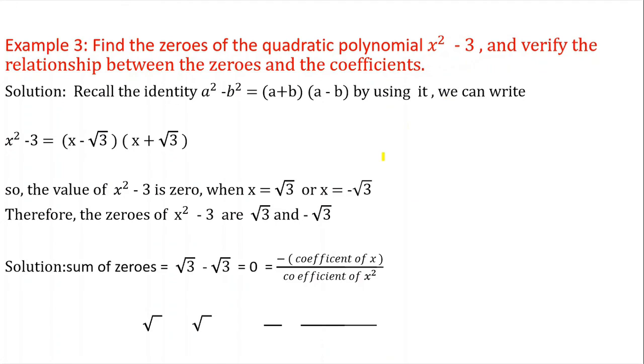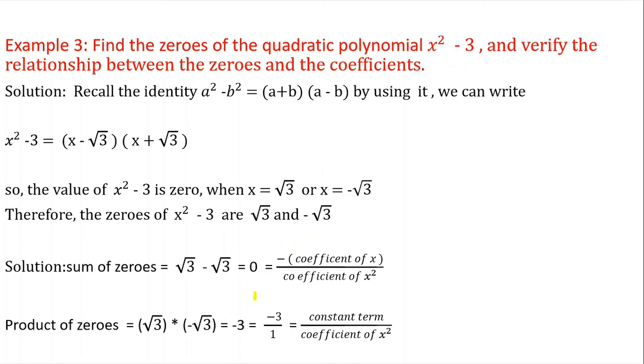So the sum of its roots is equal to minus b by a, which is equal to 0, and the product of its roots is plus root 3 into minus root 3, that is minus 3. Here the product of roots is c by a, that is minus 3 by 1, which is equal to constant term by coefficient of x square.